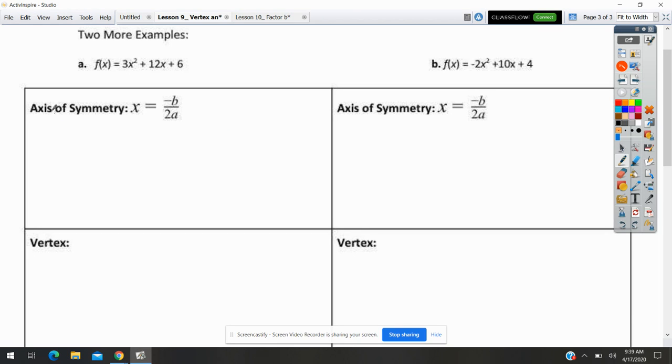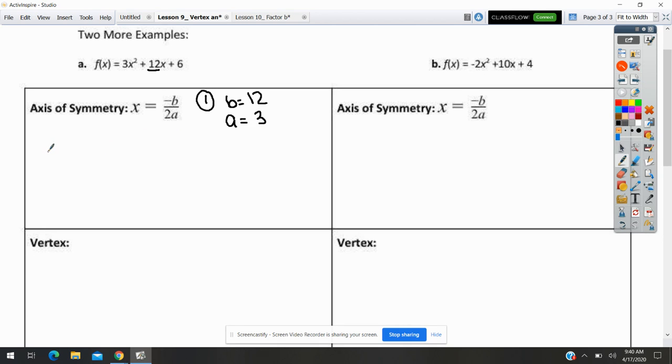So your axis of symmetry. You want to follow the steps I have on the first page. First thing you want to do is identify your b and a, because those are the values you need. So your b here is 12, and your a is 3.